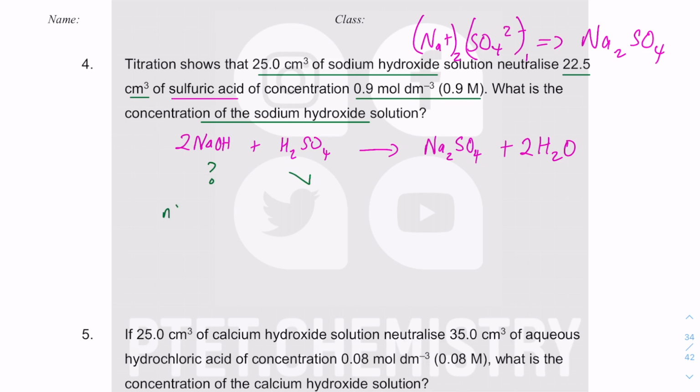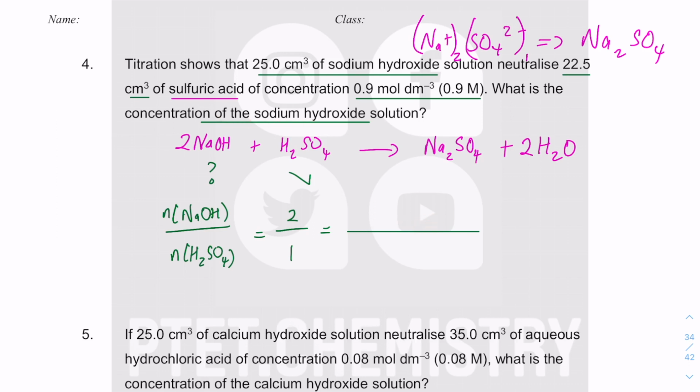If I set up my mole ratio, I put the mole of NaOH on top simply because that's my unknown, but it really doesn't matter whether I put the NaOH on top or at the bottom because it's all about your mathematics and rearranging the equation. From the balanced equation, 2 mole of NaOH reacts with 1 mole of H2SO4, so 2 is to 1. Then I do equal to the actual. This is from the balanced equation. This is actual.